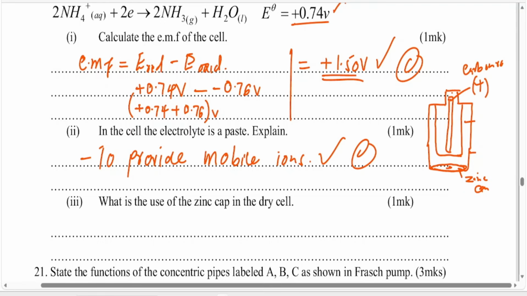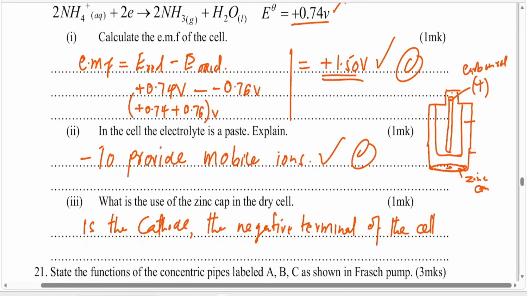So when you look at this particular cell, you notice that the zinc can is the negative terminal of the cell. So we say it is the negative terminal of the cell. So this is 1 mark.